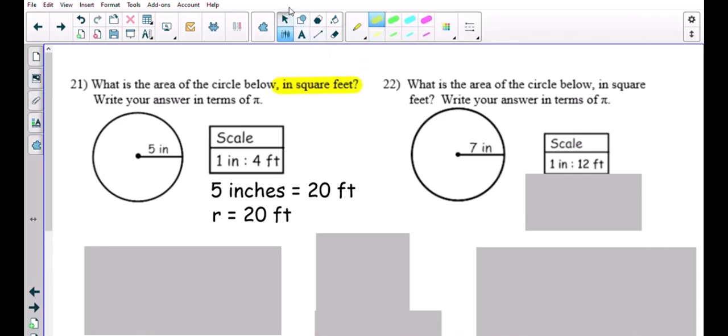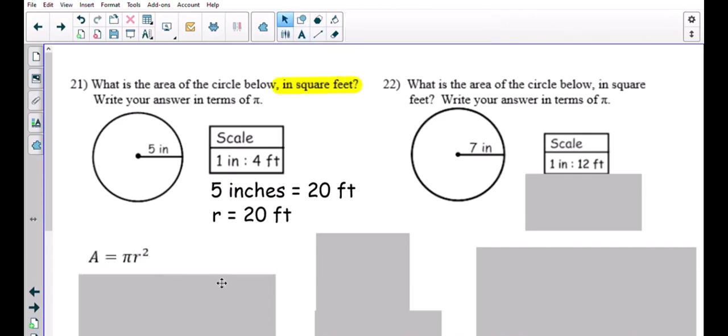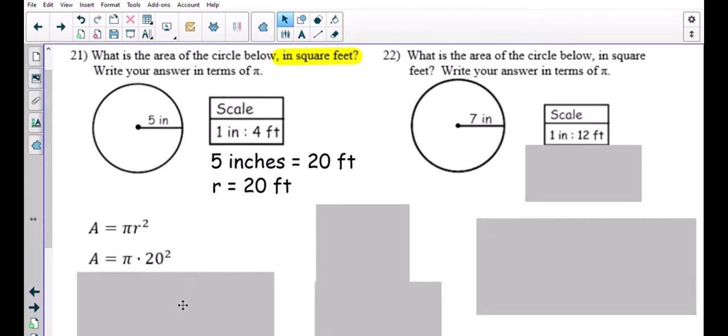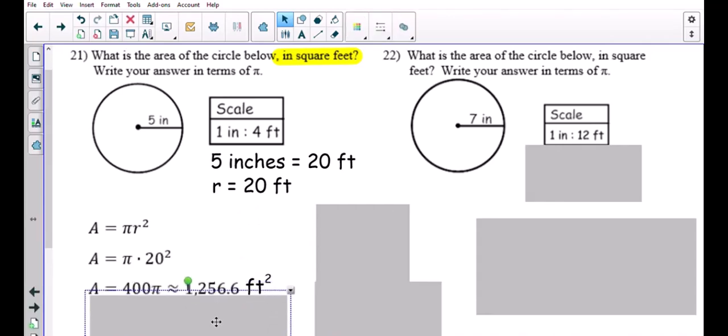So the area formula for a circle is pi r squared. So we're going to do pi times the radius, which is 20 squared. 20 squared gets me 400, so my answer is going to be 400 pi. Sorry about that. It was freezing for a moment. My area is going to be 400 pi. That's going to be about 1,256.6 feet squared. I did round to the nearest tenth. It did ask for our answer in terms of pi, so either one of these is fine.